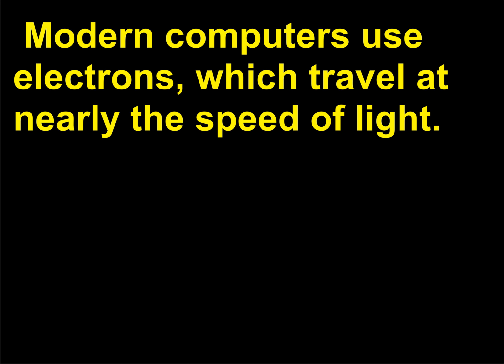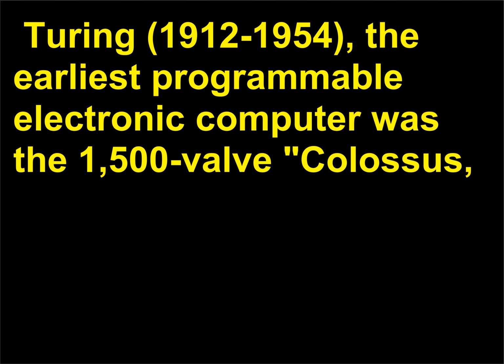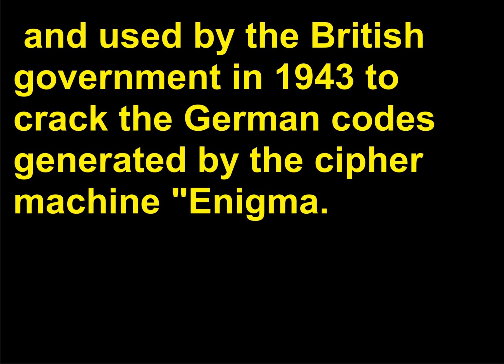Modern computers use electrons, which travel at nearly the speed of light. Based on the concepts of British mathematician Alan M. Turing, 1912 to 1954, the earliest programmable electronic computer was the 1500 valve Colossus, formulated by Max Newman, 1897 to 1985, built by T. H. Flowers, 1905 to 1998, and used by the British government in 1943 to crack the German codes generated by the cipher machine Enigma.